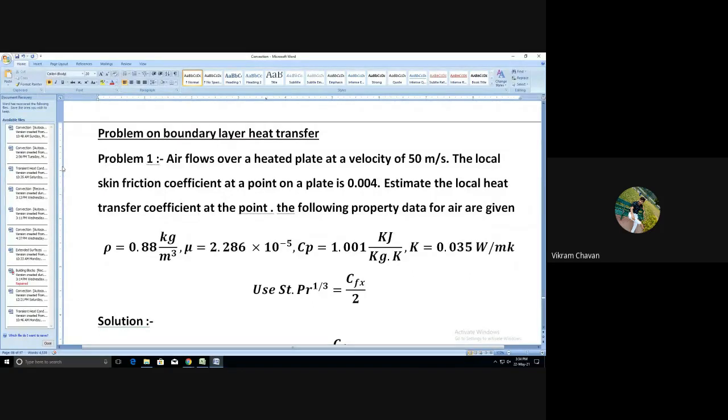Great, great. So in today's lecture, we will discuss two problems on the last concept that we have discussed: the local and average heat transfer coefficient for forced convection, and the correlations for local heat transfer coefficient and local Nusselt number we have discussed for the flat plate. On that particular point, we are going to discuss the problems in this lecture, and if possible, the Reynolds analogy.